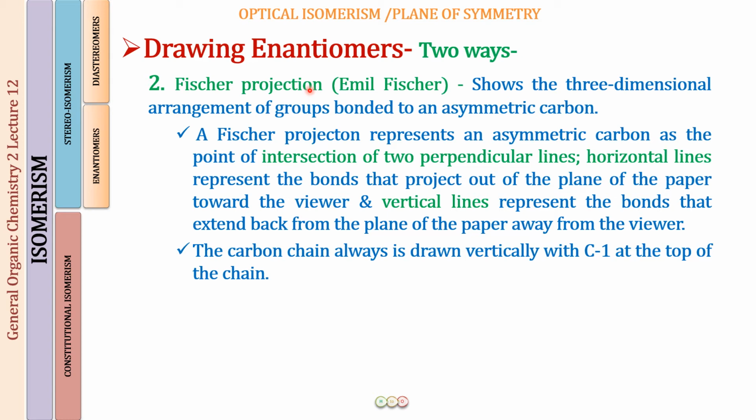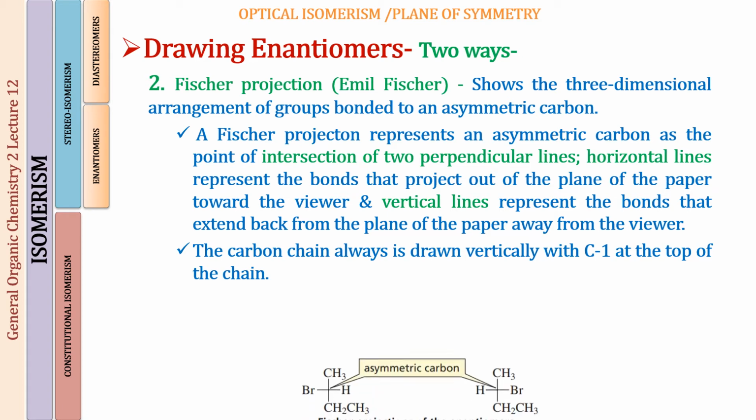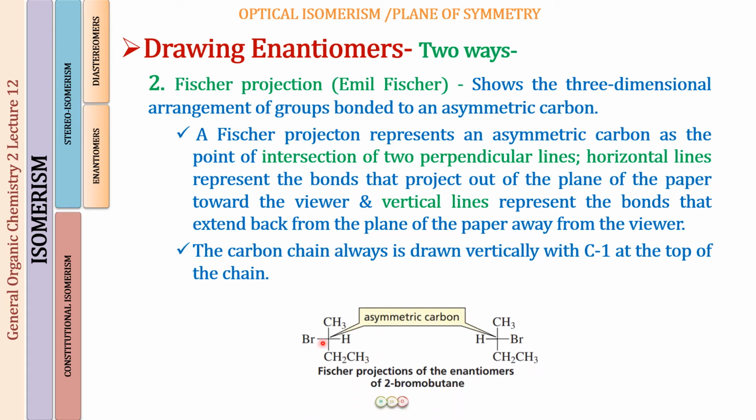Fine. So now we were talking about the Fischer projection. Just like the wedge and dash representation, this tells us the three-dimensional arrangement of groups bound to an asymmetric carbon. The Fischer projection is also doing the same thing. In a Fischer projection, we will be representing the asymmetric carbon at the point of intersection of two perpendicular lines. So this is a horizontal line, this is a vertical line. At the intersection of the two lines, we have an asymmetric carbon, and you can see that it is an asymmetric carbon because it is attached to 4 different groups.